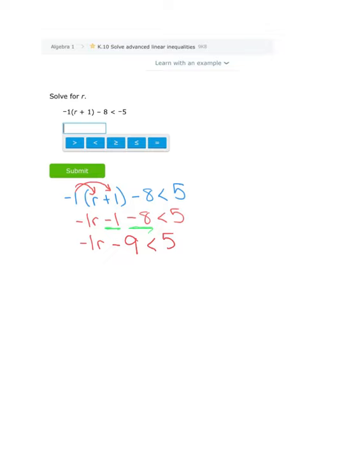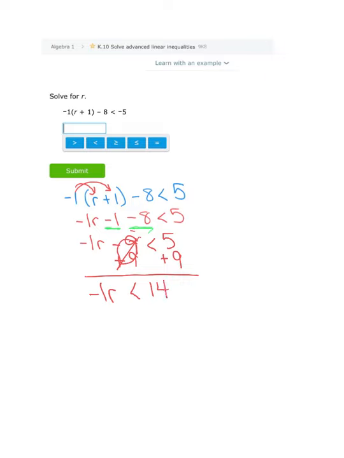So I have a -9 that's on the same side as the -1R. So the opposite of -9 is +9, or the opposite of negative is positive. And what I do to one side, I'm going to do to the other. And that leaves me, bring down my -1R. -9 plus 9 equals 0, so I don't have to bring that down. Bring down 5 plus 9 is 14.